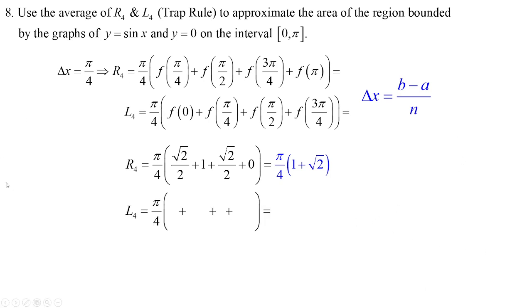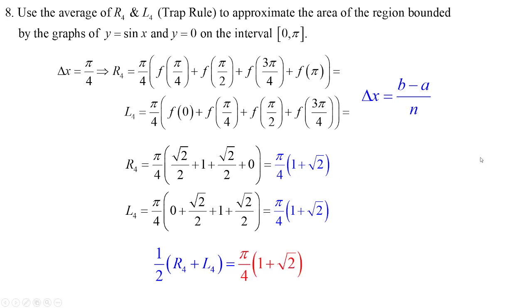Now let's find that L sub 4. So I'm going to go f of 0 would be sine of 0. And sine of 0 is what? 0. And then f of pi over 4, that'd be root 2 over 2, sine of pi over 4. And then sine of pi over 2 is a 1. And then sine of 3 pi over 4 is another root 2 over 2. And do I have exactly the same thing? I think I might. Yeah, look at that. So if I find the average of those two, I'm going to end up with pi over 4 times the quantity 1 plus root 2. And there's my final answer.